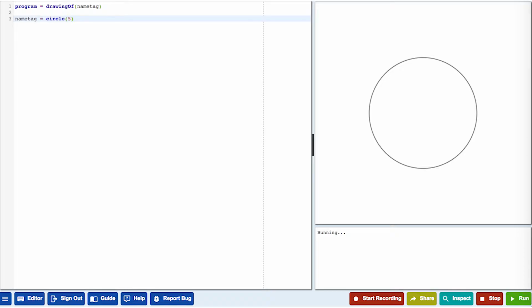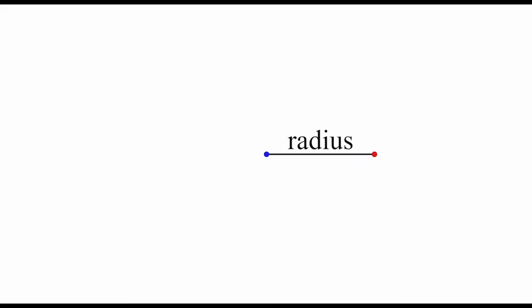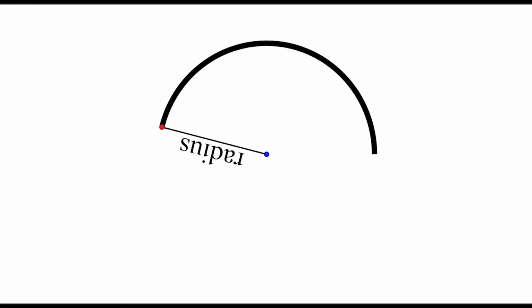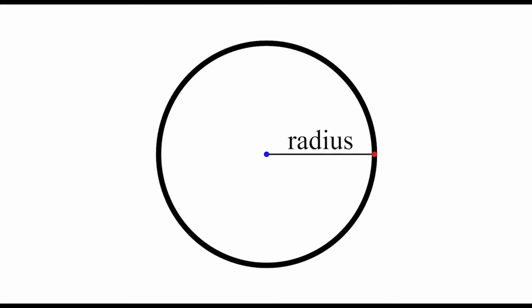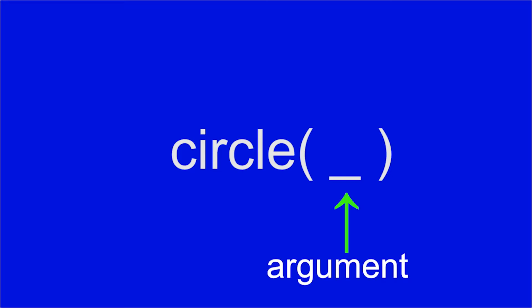Here's the circle you should have created, and that number that was the input to the circle function, it's the number that determines how big the circle should be. Specifically, it represents the radius of the circle, which is the distance from the center of the circle to the edge. The larger the radius, the larger your circle. So you've already learned your second function. The function is circle. The input, or argument, can be any number, and the output will be a circle with that number as its radius.